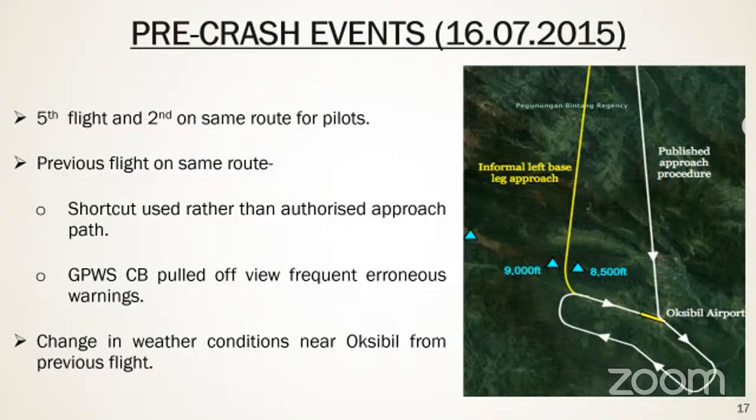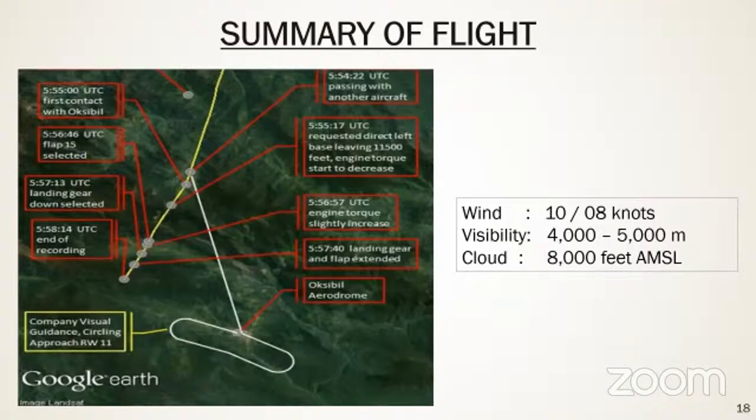In the next slide, this picture depicts the summary of the flight as recorded from the CVR. We can see that on the fatal flight, the pilot tried to mimic the same approach, but this time the visibility was low due to low cloud cover. Still, they proceeded with a visual approach with no visual flight reference, and the plane crashed at 8,300 feet on the mountains near Oxybil. Next slide, sir.